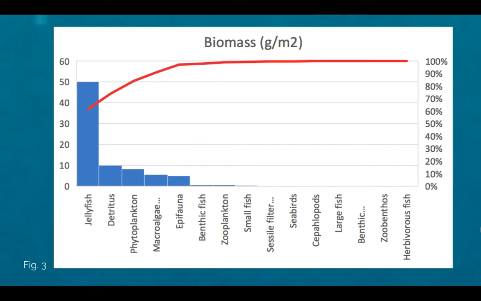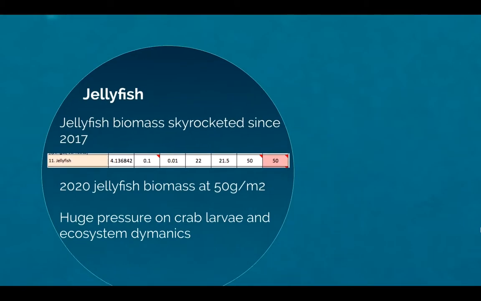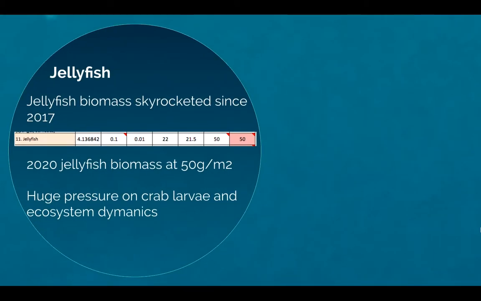If we assume zoobenthos makes up 50% of a crustacean's diet, the biomass of zoobenthos is an order of 100 times smaller than needed to support its predation. If we look at jellyfish, the biomass has skyrocketed since 2017, at 50 grams per meter squared in 2020. Jellyfish are placing extreme pressure on crab larvae and nutrient uptake. Due to the abundance of jellyfish, crustacean biomass in Smiths Lake has dropped.